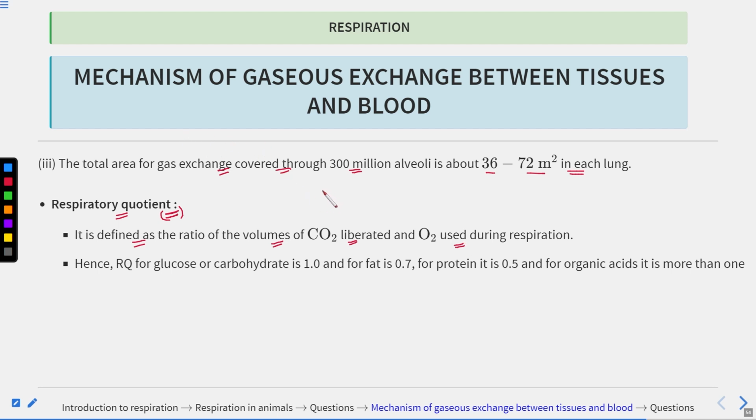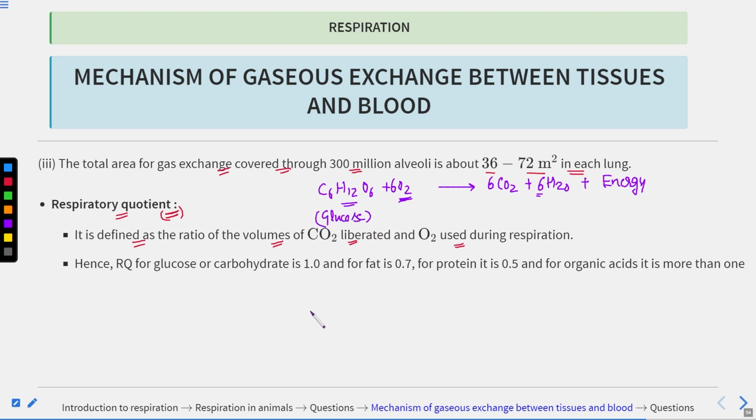Let's have a look at the equation of the respiration. It is C6H12O6, this in the presence of oxygen. Okay, and this process is known as oxidation. This will liberate what? It will liberate carbon dioxide plus water plus energy is released. Okay, if you balance the equation, you can add 6 here and 6 here. So if we talk about the respiratory quotient of the glucose, this is glucose molecule.